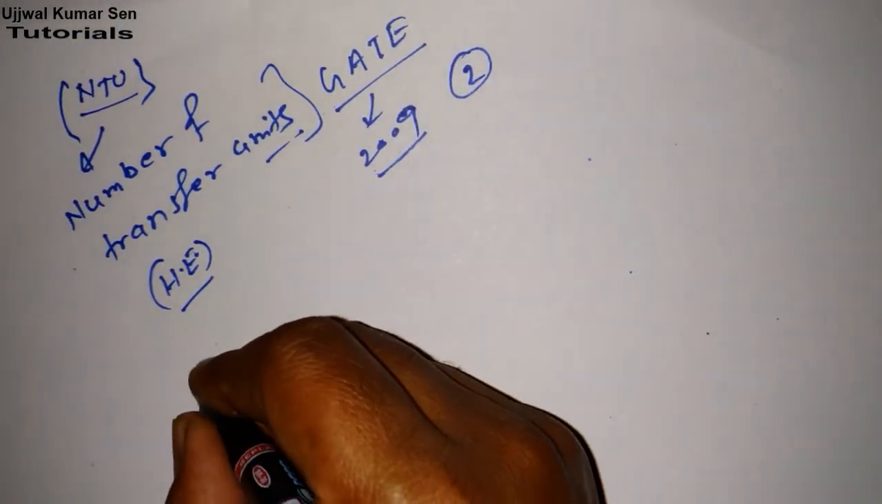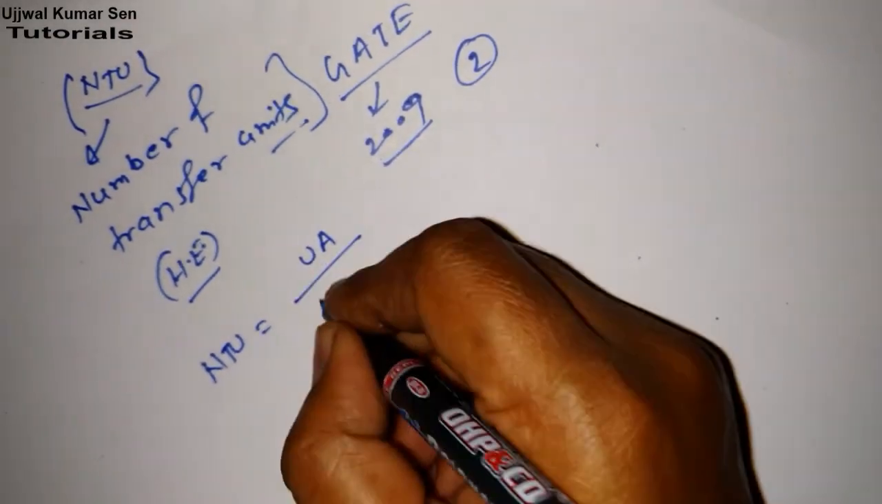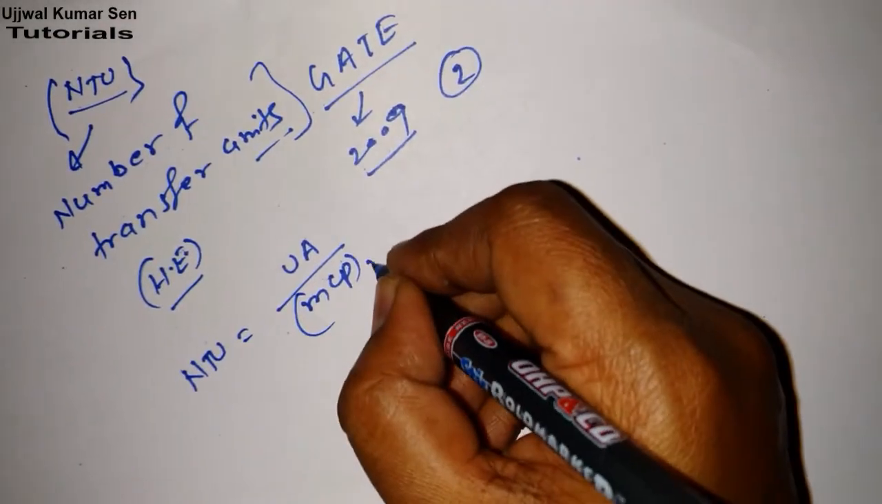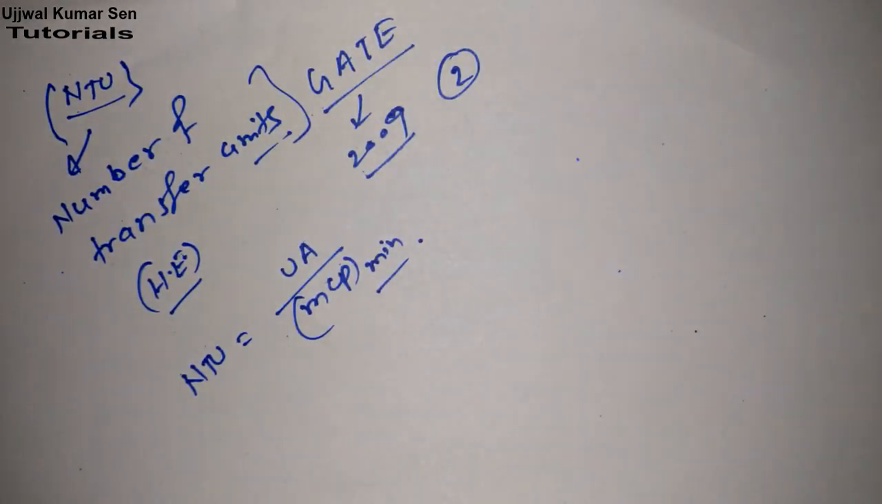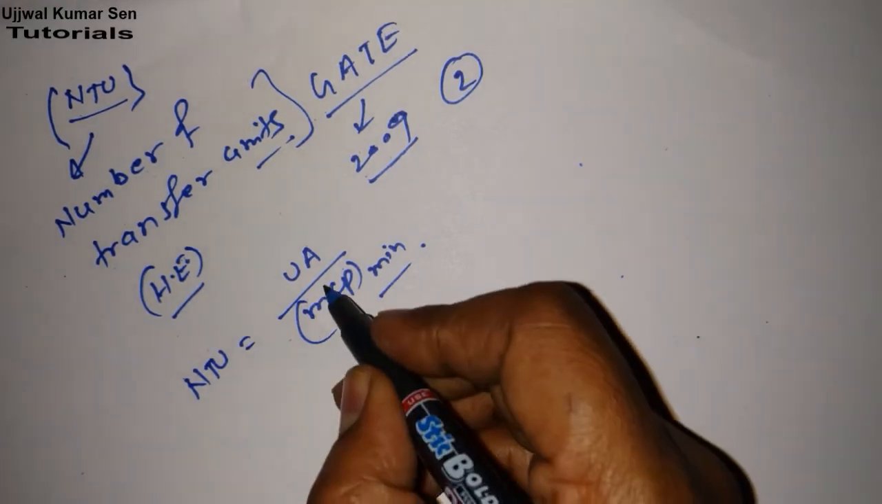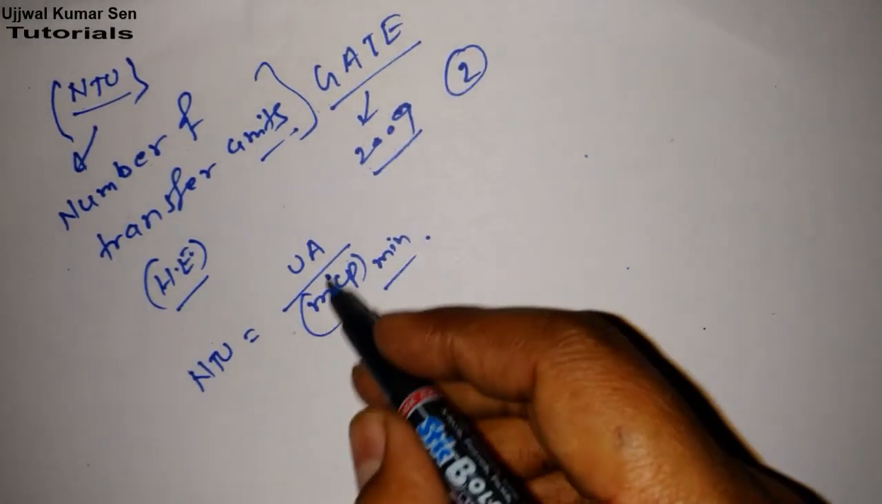So basically, what is NTU? NTU is number of transfer units. NTU is equal to UA by MCp, and here one thing I am just noting is that it is the minimum. U is the overall heat transfer coefficient, A is area, M dot is mass flow rate in kg per second, and Cp is specific heat. But here, what is the meaning of minimum?